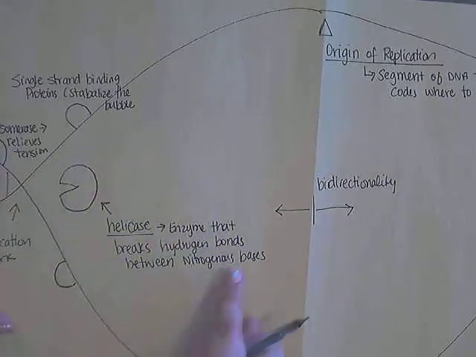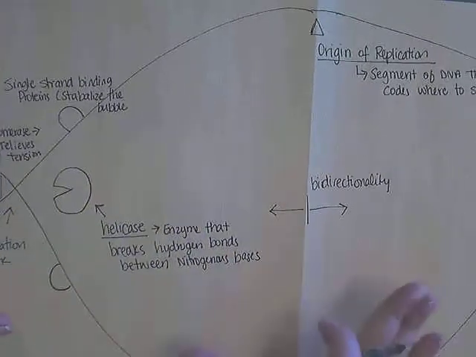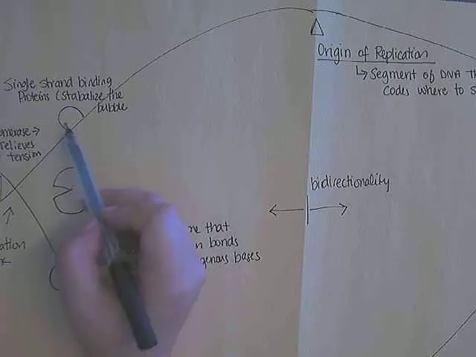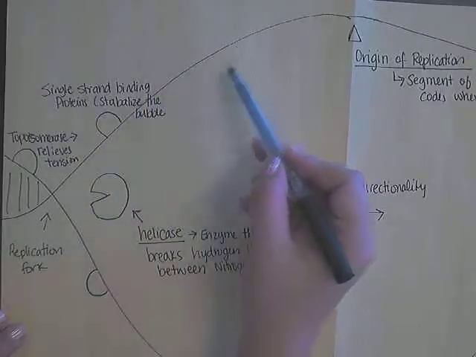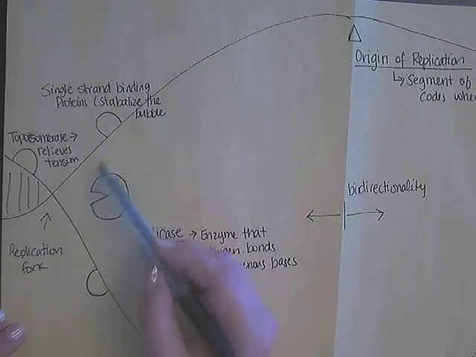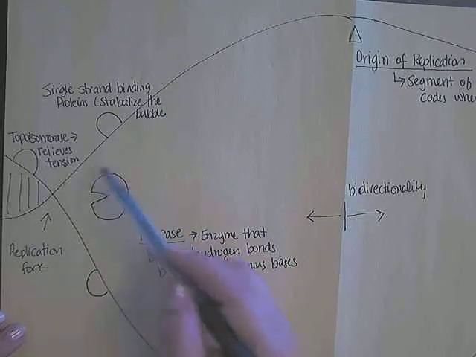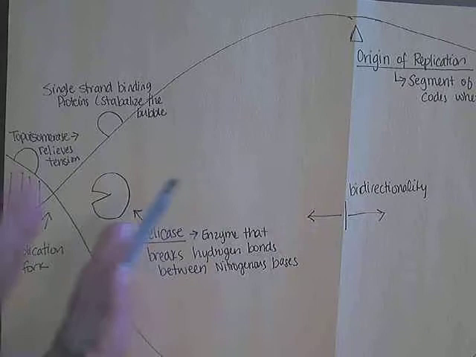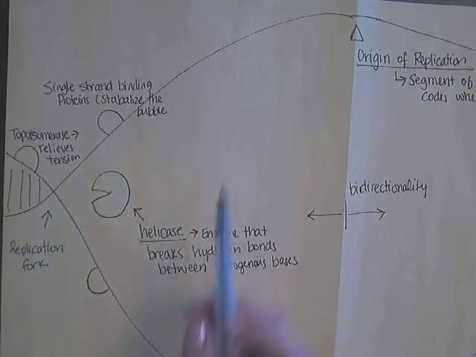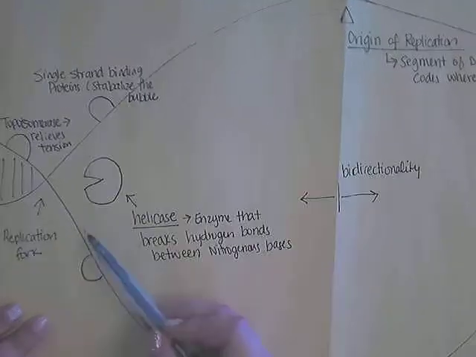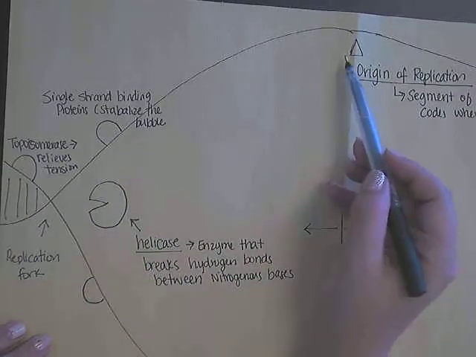Not only are we going to have the enzyme helicase involved in the formation of this bubble, but we're also going to have single-stranded binding proteins. And what they do is they stabilize the bubble, because if they were not present, DNA would eventually recombine back into a double helix, and we don't want that to happen.